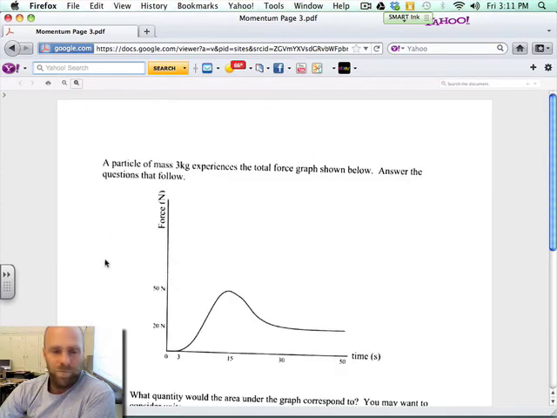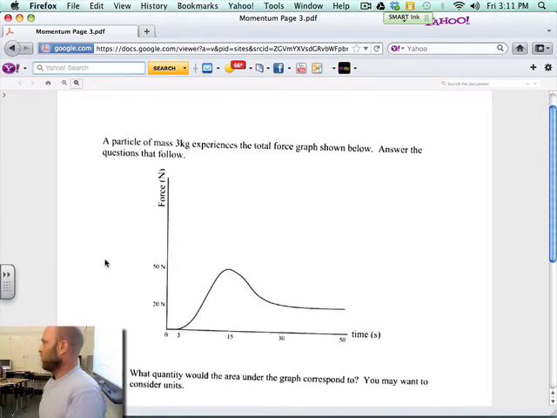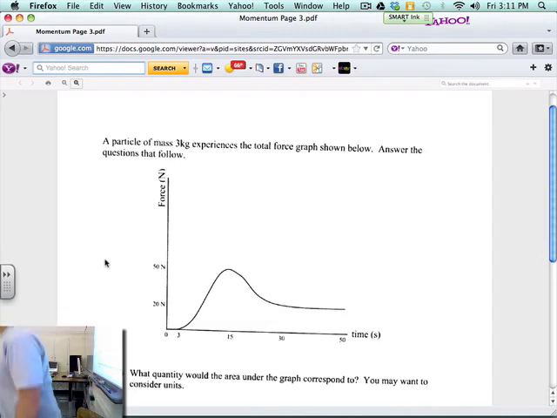Please look up. Consider number 1. To make it easy, pretend this is a rectangle, so it's easier to find the area. You need to consider the units. What's the area under this graph? It's a force-time graph.